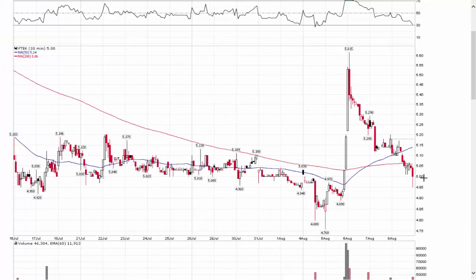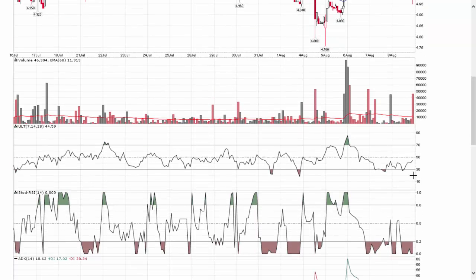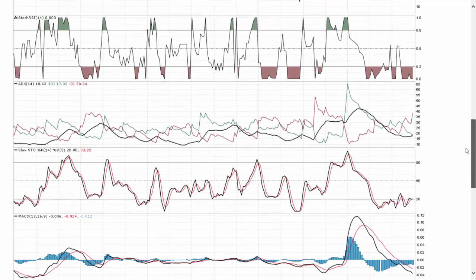All right, so 30-minute chart, a little bit more constructive. Nice bounce off of $4.95 to close about $5 per share, which is critical support. Huge volume into the close. However, note the ultimate oscillator is strengthening despite the heavy selling.